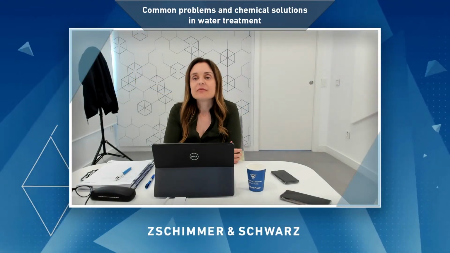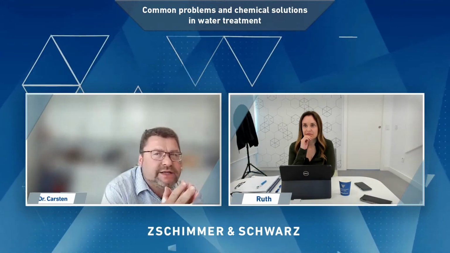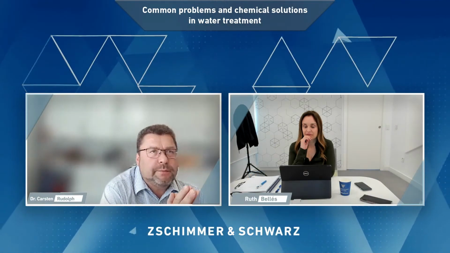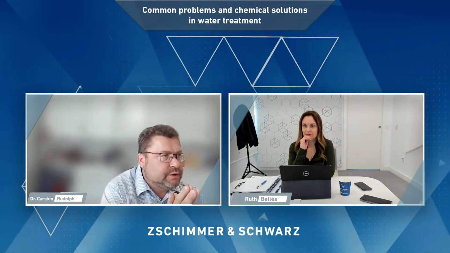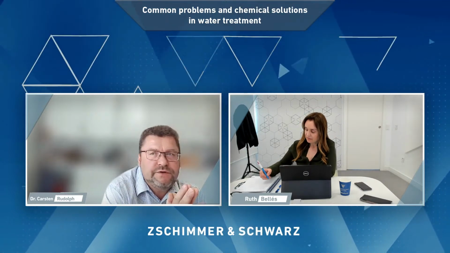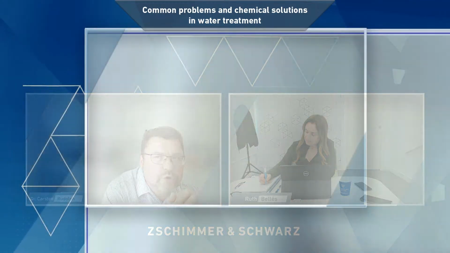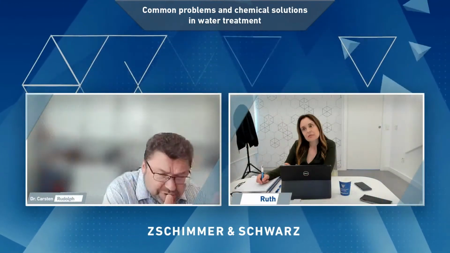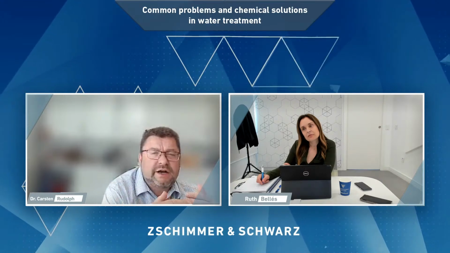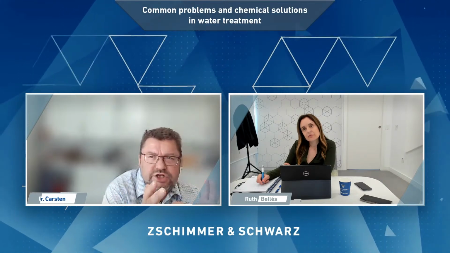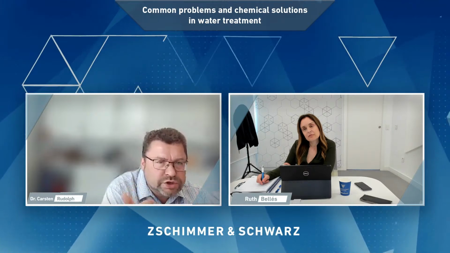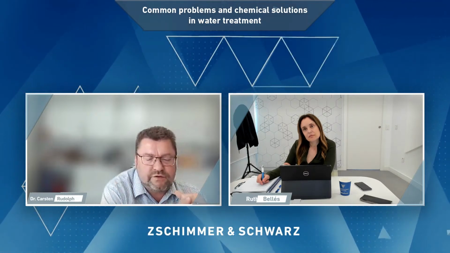That's a good point. So in fact, we as Zschimmer and Schwarz are basically a raw material producer. We are not a service company. For this reason, we produce the raw materials, and out of this, the different products are produced for different application fields, independent of whether we speak about pulp and paper industry or textile or energy production, in each case where we have any water system or aqueous system which needs to be treated.